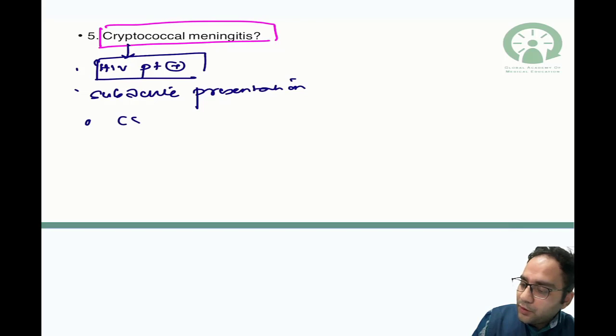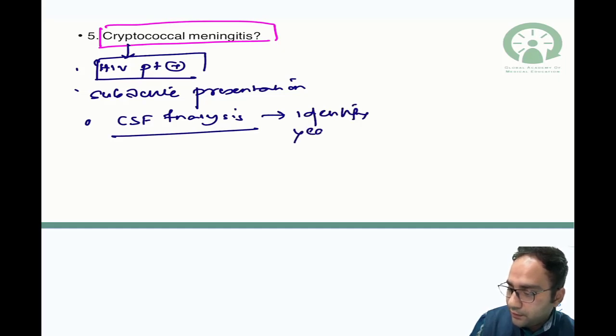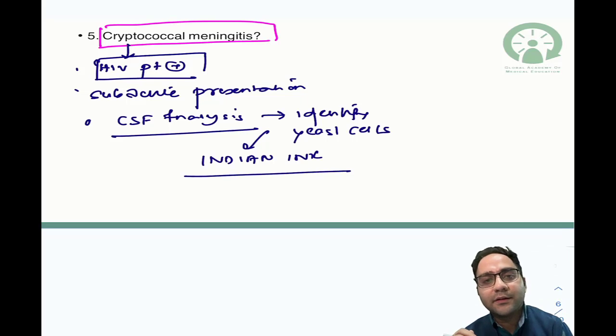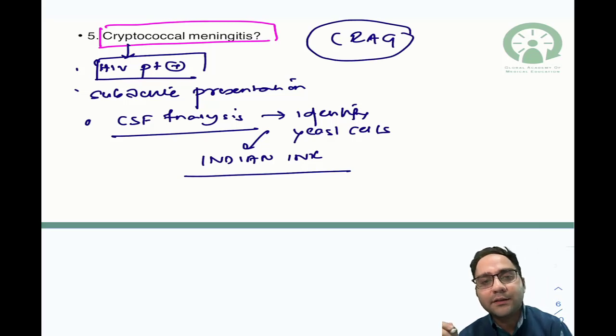And when you do a CSF analysis, you can identify the cells with the help of Indian ink staining, or you can identify with the help of cryptococcal antigen. Cryptococcal antigen can be done to diagnose cryptococcal meningitis with the help of CSF fluid, right?